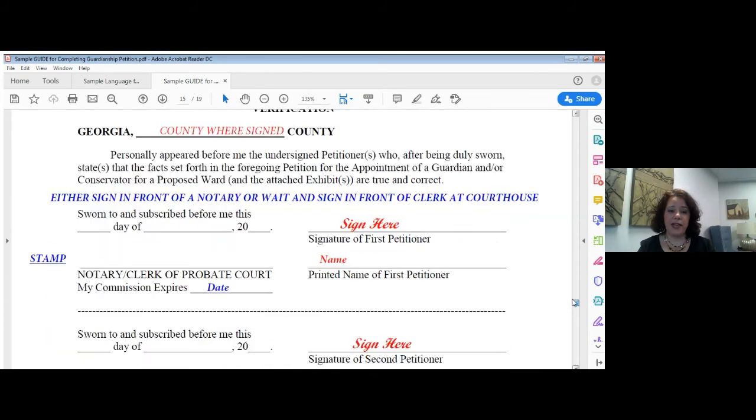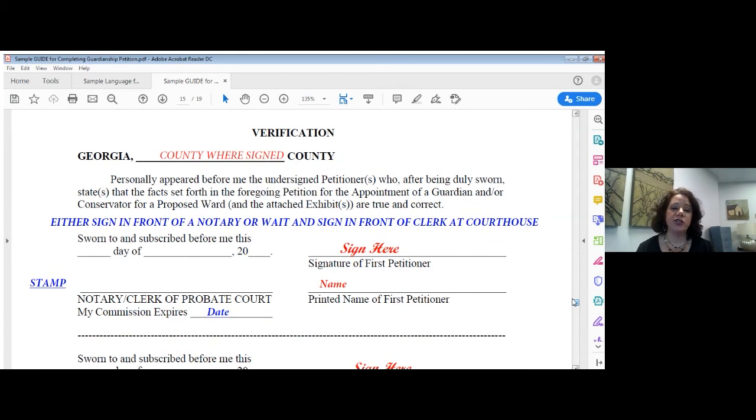Now we have the verification. This is where you are swearing to have the truth in the petition ahead of time. So everything that was on the previous pages, now you're signing a verification.